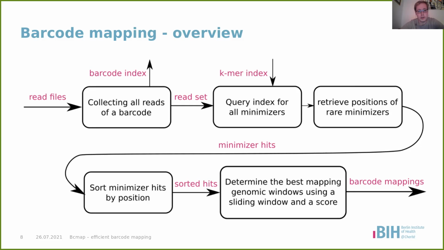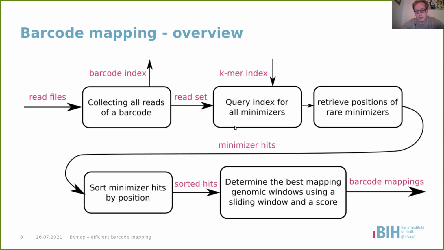So now for the workflow of the barcode mapping. Using the read files, we collect all reads that belong to a single barcode, and we do that for all barcodes. This is highly parallelizable because the rest of the workflow just works on one barcode. And while we're doing so, we are also creating the barcode index, which I will talk about later.